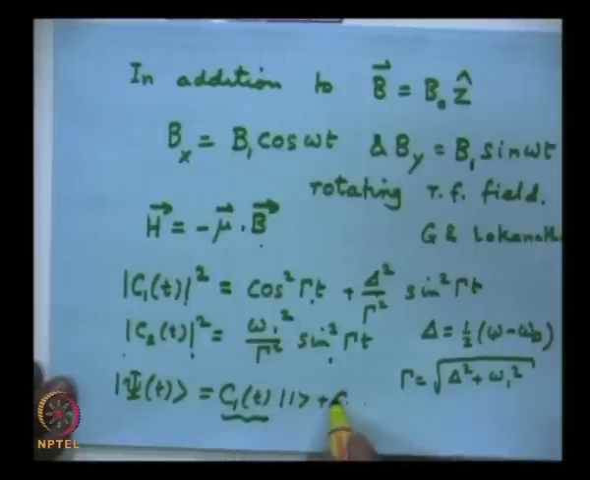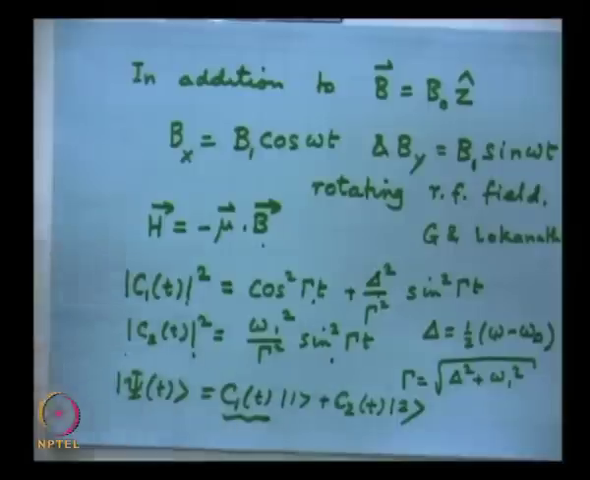So in this experiment, what we have is a constant static magnetic field in the z direction and a rotating magnetic field in the xy plane. We then write down the Hamiltonian and solve it, but here it is one of those unique cases in which the Hamiltonian itself depends on time. So we write down the solution as C1(t)|1> plus C2(t)|2> and substitute it in the Schrodinger equation and obtain a set of coupled equations between C1 and C2. It is possible to solve this equation rigorously, and one obtains a rigorously correct solution for this two state problem.